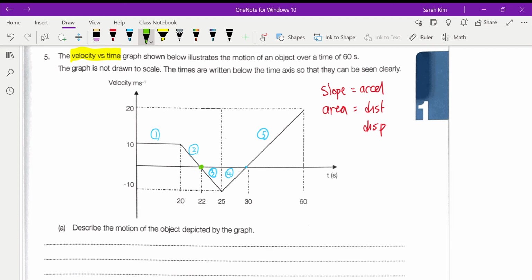And then, so for 5 seconds, and then in section 5, it is going from 0 to 20 meters per second, so it is accelerating. So that is accelerating for 30 seconds now. And yeah, that's basically it. Let's move on.